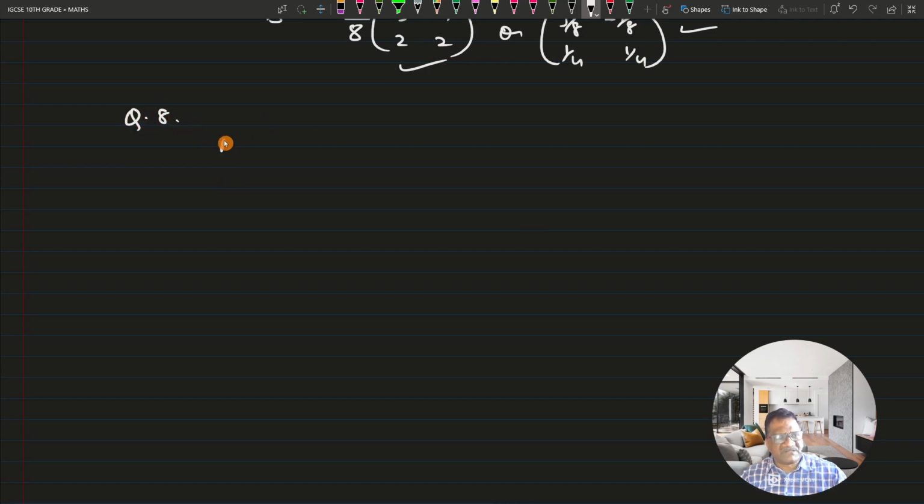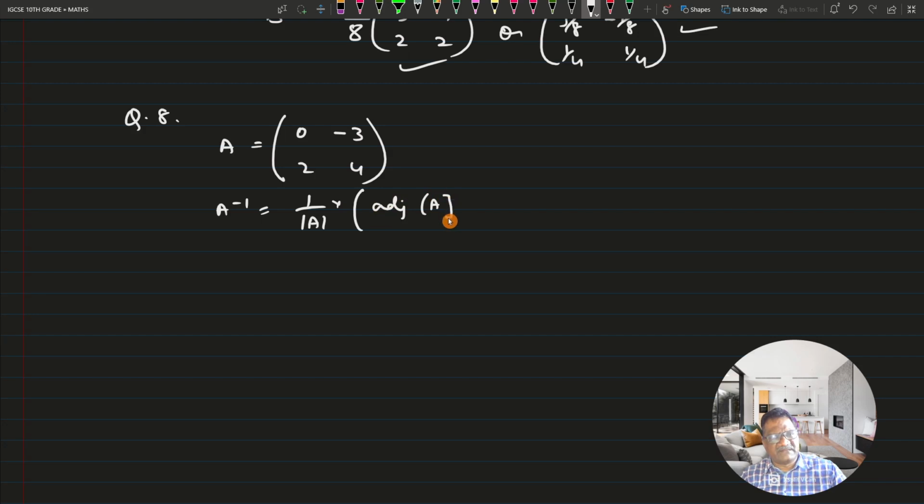Question number 8 says that if you have a matrix like A equal to 0, minus 3, 2 and 4, what will A inverse be? A inverse will be equal to 1 upon determinant of A times the adjoint of the matrix A. The determinant of A will be equal to 4 into 0 is 0, minus 3 into 2 is minus 6, which happens to be plus 6. So the determinant of A is 6.